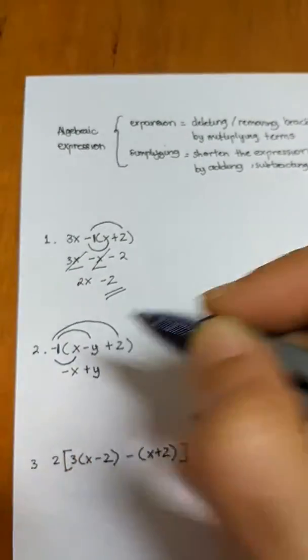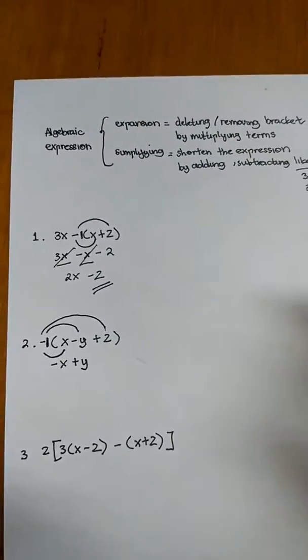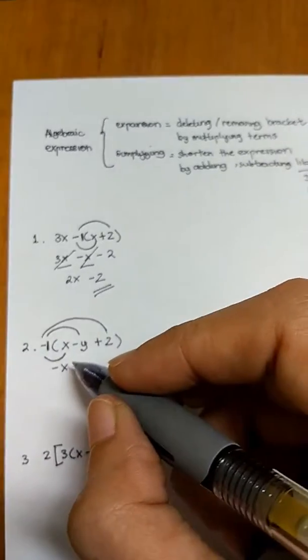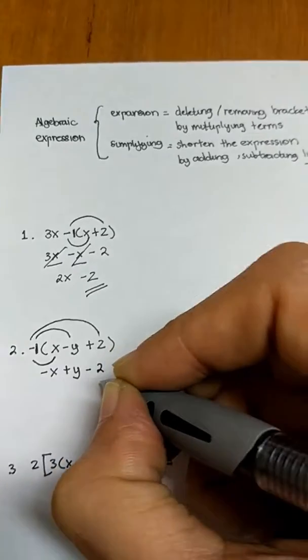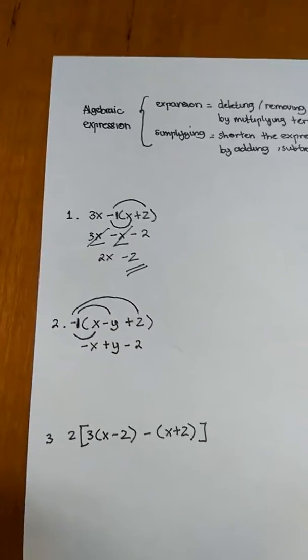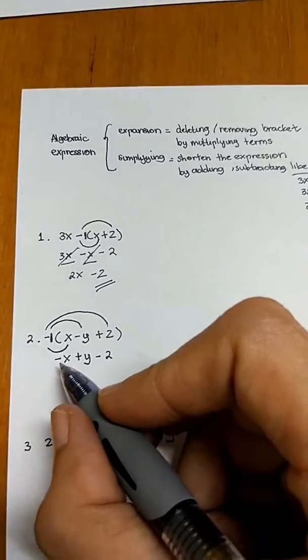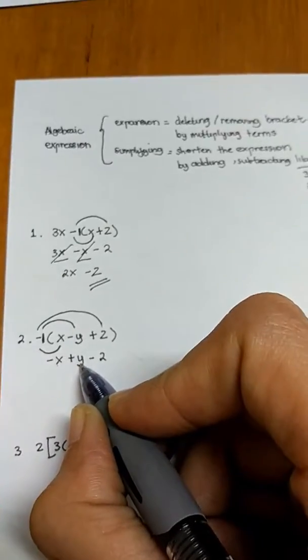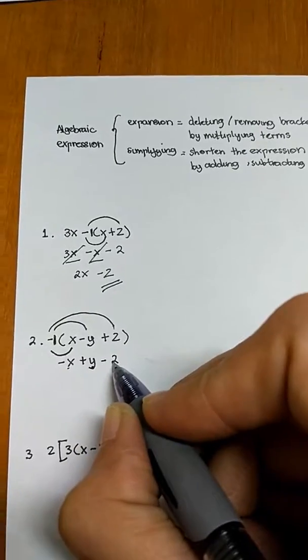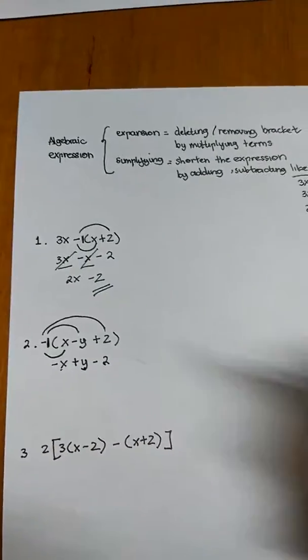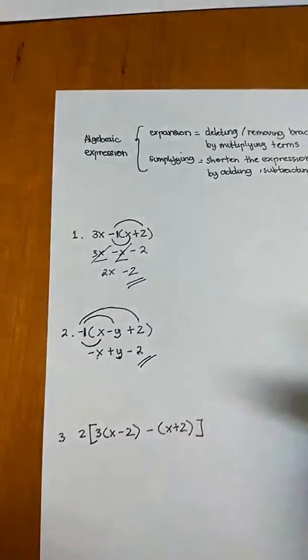Minus 1 times the third term. After you're done with the second term, you go to the third term. Minus 1 times 2. Minus plus is minus. 1 times 2 is 2. So can we simplify it anyway? No, because this one and this one are not like terms. Look, the first one uses x, the second one uses y, and this one is a constant. So basically, you cannot simplify it. So this is the answer.